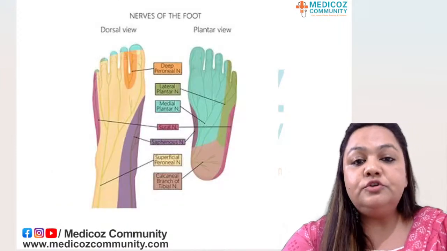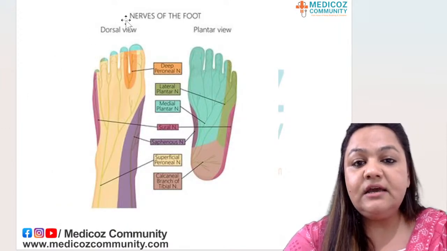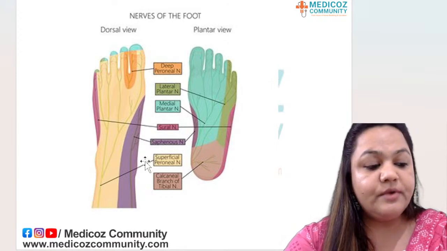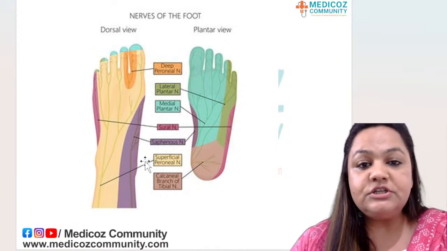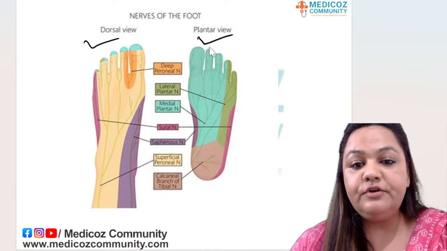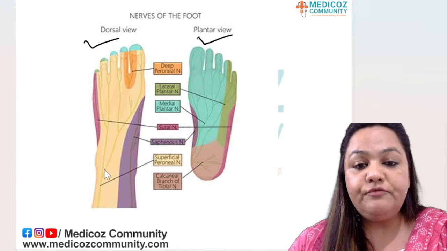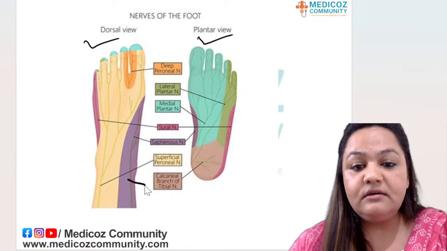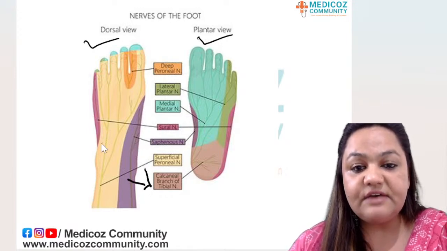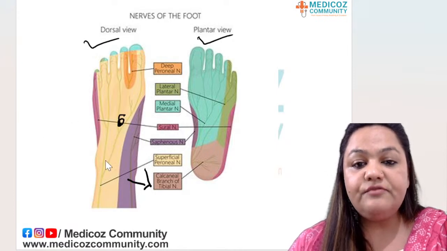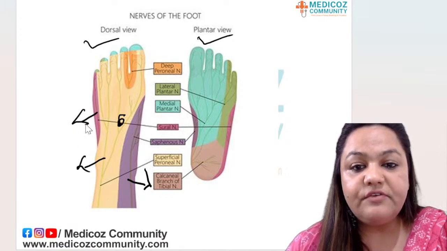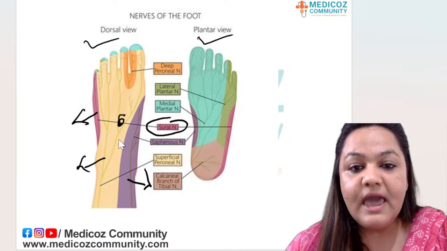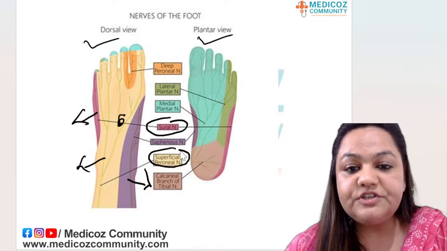To find out the answer, we will see the nerve supply of the foot. Here you can see the dorsal and plantar aspects of the foot. On the dorsum of the foot we have this nerve, which is the saphenous nerve. This nerve is the sural nerve. And here we have the superficial peroneal nerve.